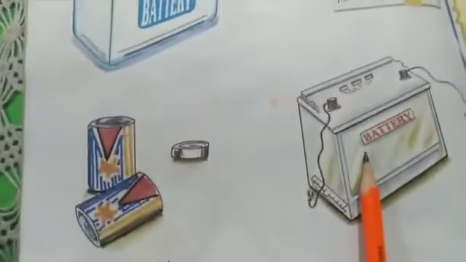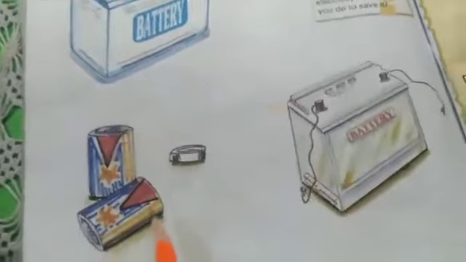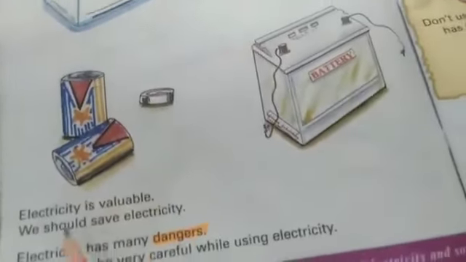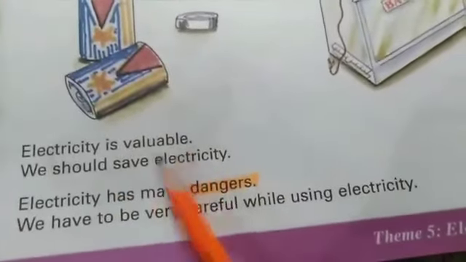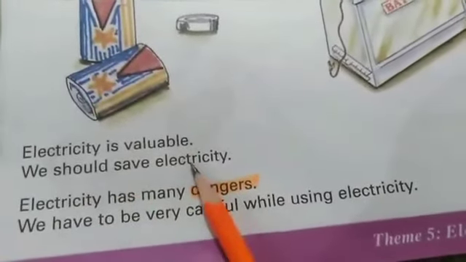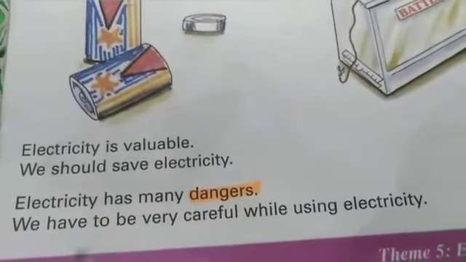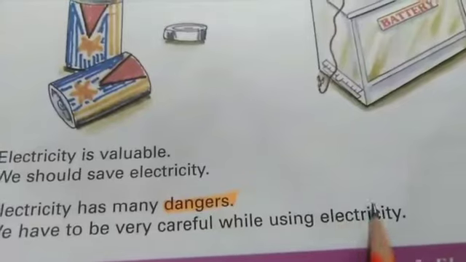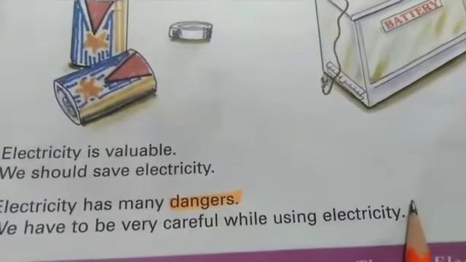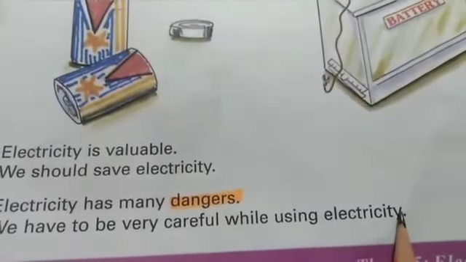This is also a kind of battery. These are also kinds of batteries. And in the last paragraph, electricity is valuable. We should save electricity. Electricity has many dangers. We have to be very careful while using electricity. How can electricity be dangerous for us?